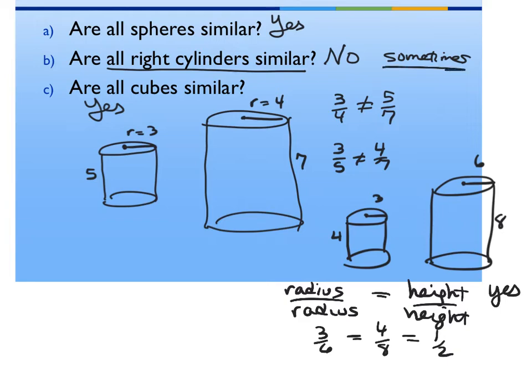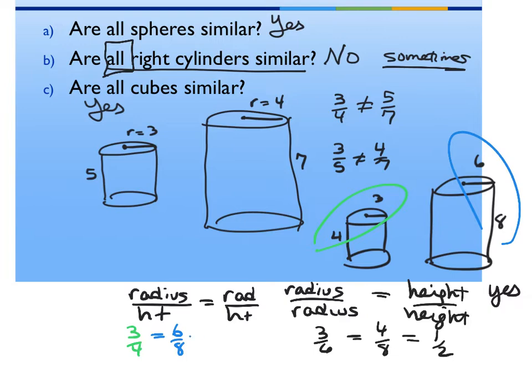So this is why it's sometimes, notice the word all right cylinders. Now I can also compare ratios. I could do radius of one cylinder to its height and make sure it simplifies to the radius to the height of the other one. So if I take this one, the 3 to 4, and set it equal to this one's 6 to 8, again, these both simplify to 3/4. So either way, whether you do radius to radius equals height to height or radius over height equals radius over height, they need to simplify to the same ratio.